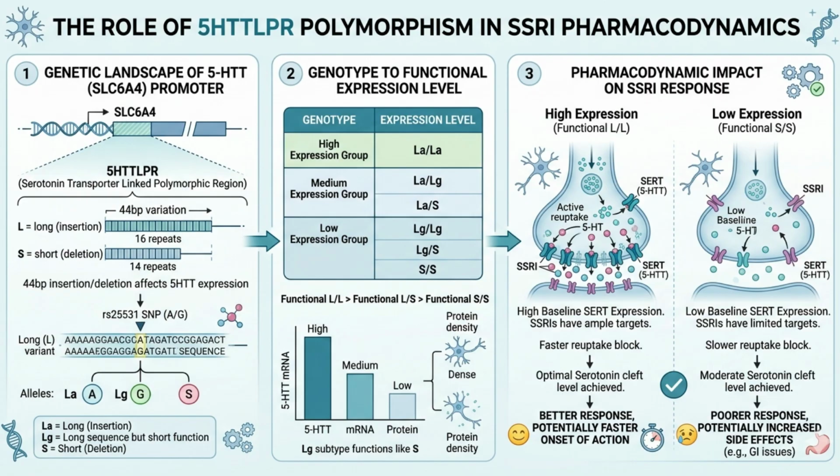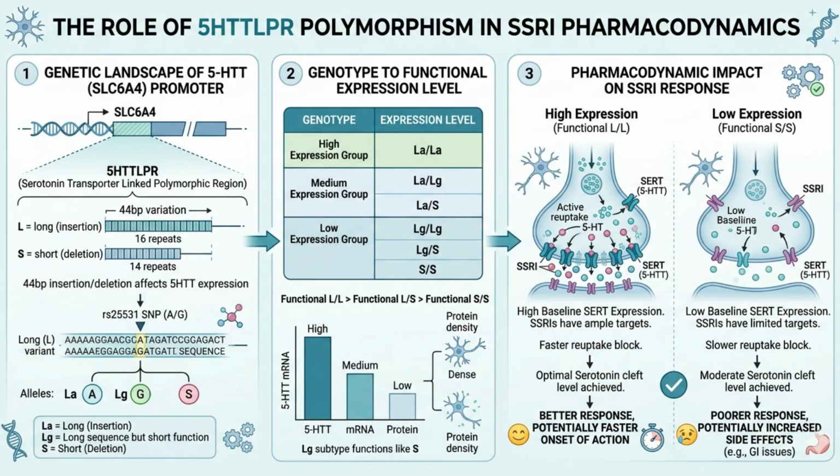There is a common variation in its promoter region called 5HTTLPR. You can have a long insertion, L, with 16 repeats, or a short deletion, S, with only 14. However, there is a crucial wrinkle.